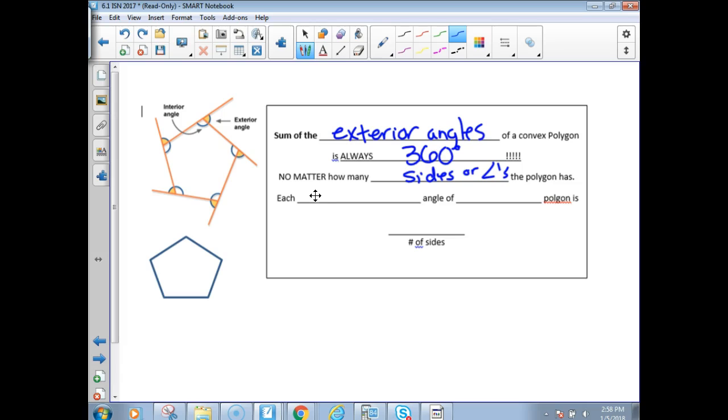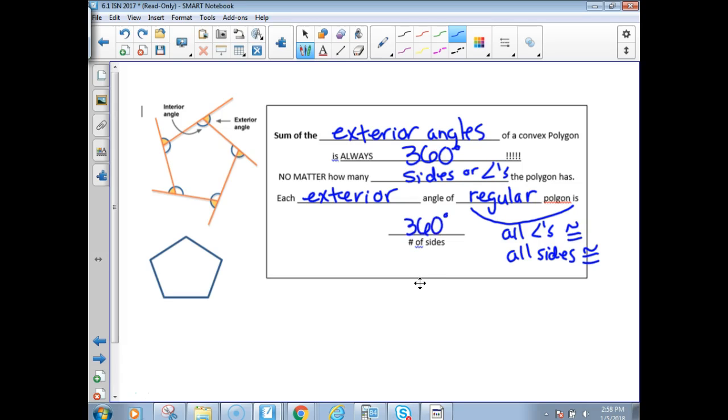Okay, each exterior angle of a regular polygon. What's regular mean? All angles congruent and all sides congruent. Okay, if you know it's a regular polygon, you can take 360 degrees and divide it by the number of sides. And that's going to tell you how big each of those exterior angles are.